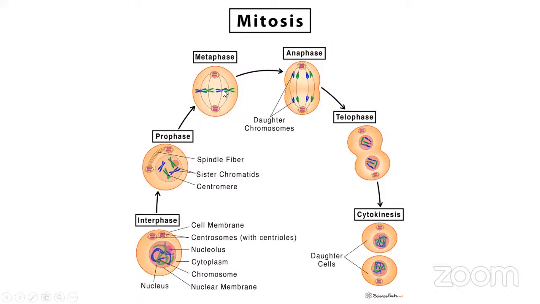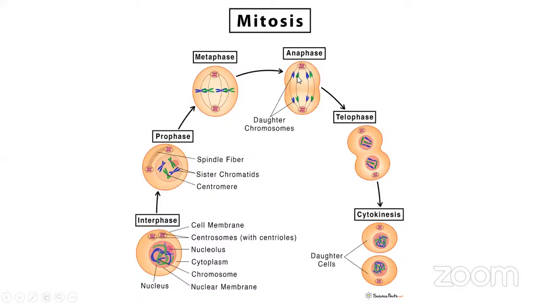stage cells are that the chromosomes are aligned on the center, or the metaphasic plate, of the spindle fiber. So you can see clearly, these are the spindle fibers, and the chromosomes have aligned centrally on the metaphasic plate. Then after metaphase, the stage which is there is called anaphase, where the chromosomes start to move in opposite directions towards opposite poles.